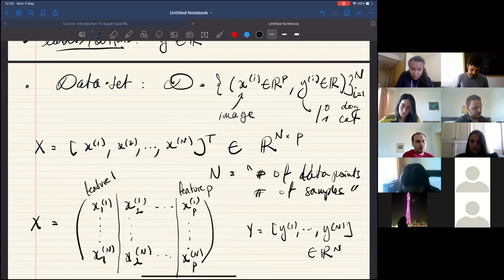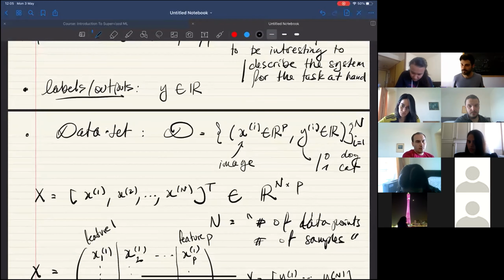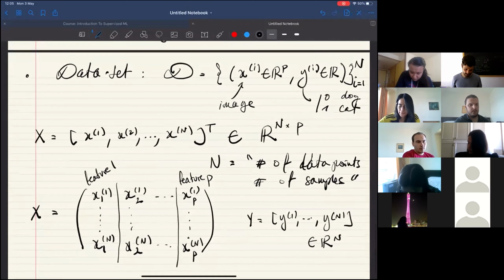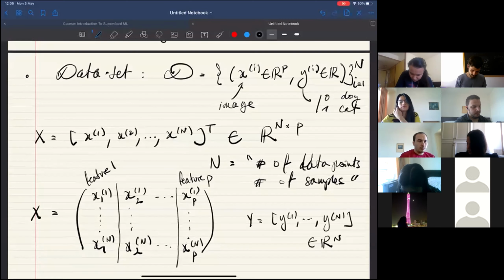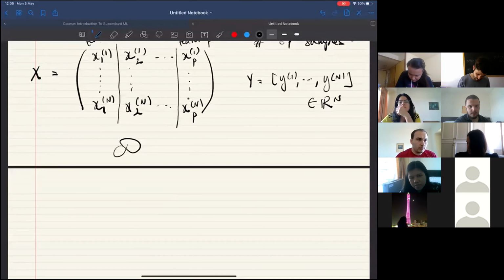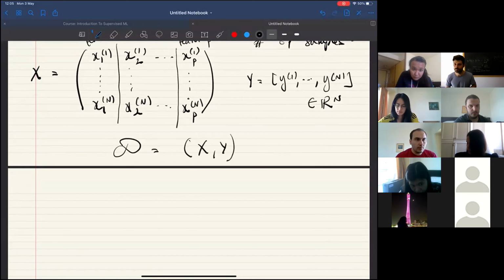All right, so this is the first ingredient. We have data in a matrix form. We have this matrix X and the vector Y, okay? And so the data with this representation is just a pair of X and Y, inputs and outputs.